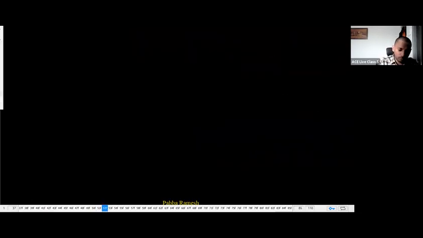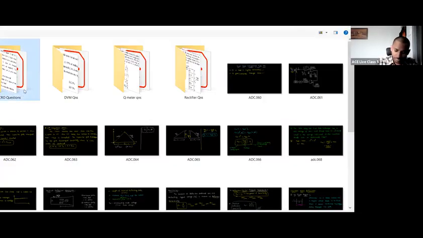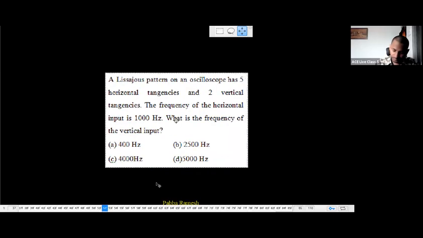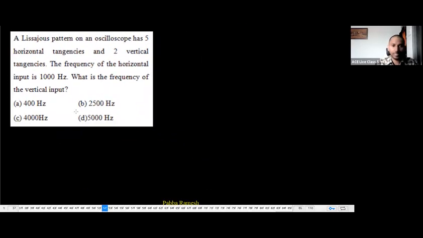Now, let us solve a few more questions. Come on. A Lissajous pattern on an oscilloscope has 5 horizontal tangencies, 2 vertical tangencies. Without giving the figure, they have given the values. The frequency of the horizontal input is 1000 hertz. What is the frequency of the vertical input?